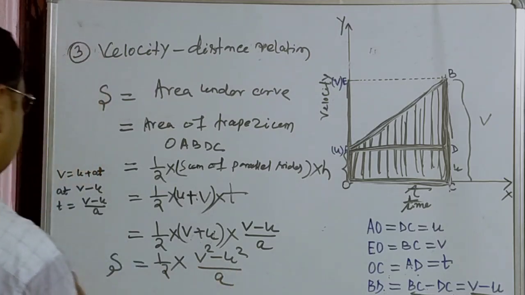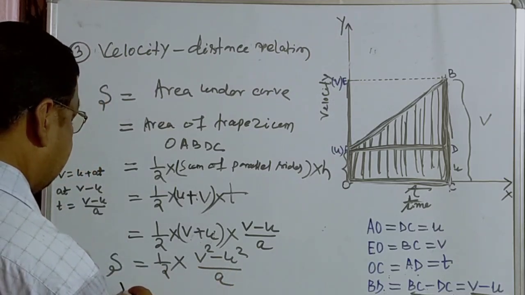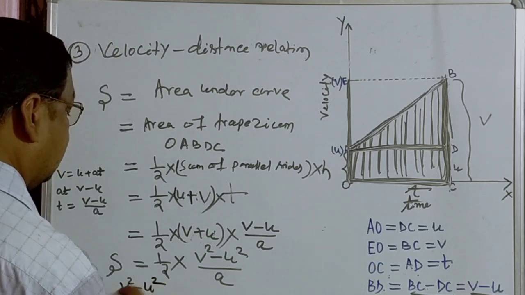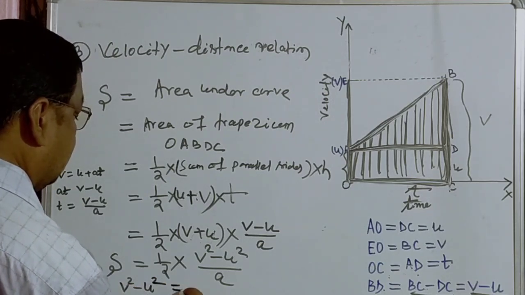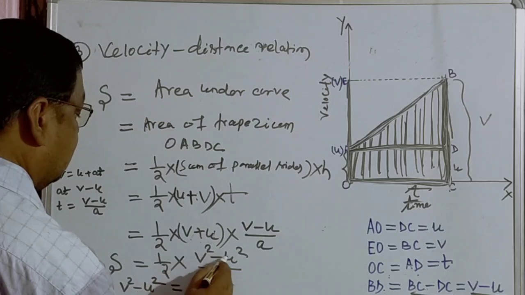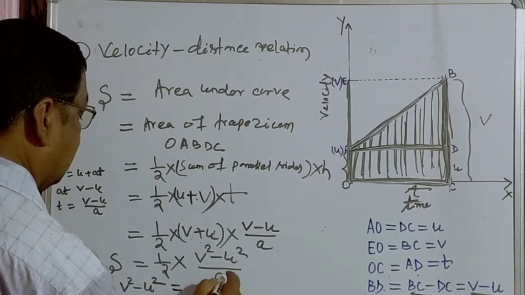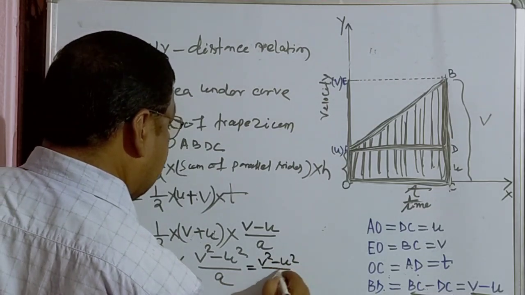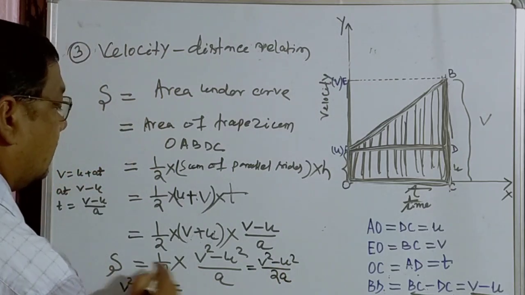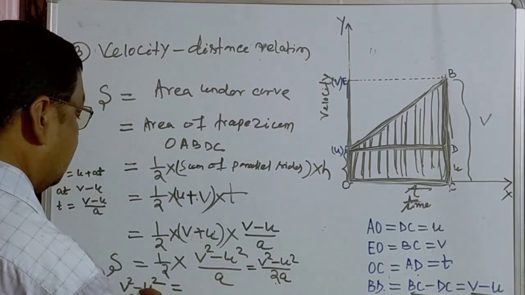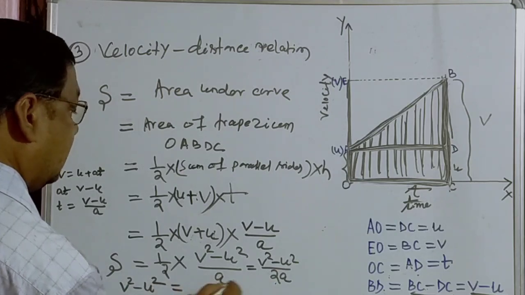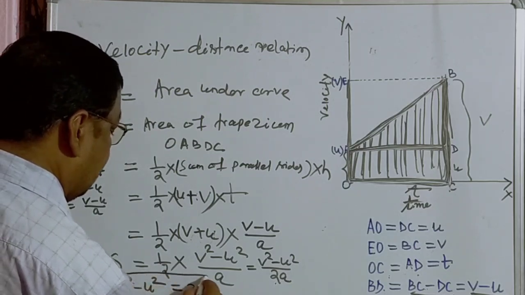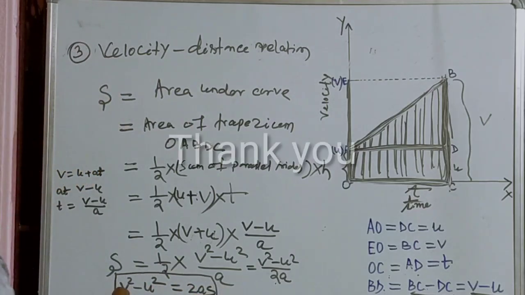By cross multiplication, V square minus U square is equal to the half multiplied by V square minus U square by A. What will be? That is equal to V square minus U square by 2A. So A is equal to V square minus U square by 2A. So V square minus U square by cross multiplication will be 2AS. This was the required equation for us, the third equation of motion.